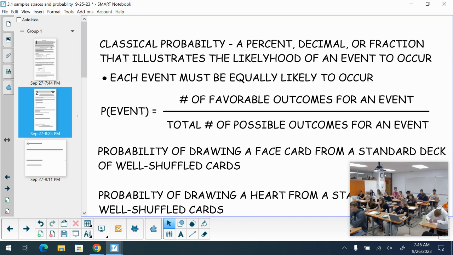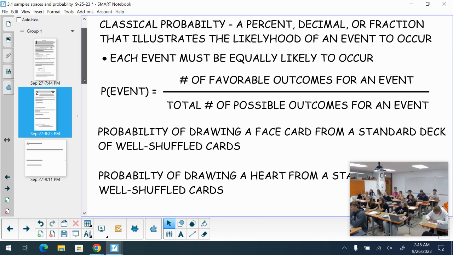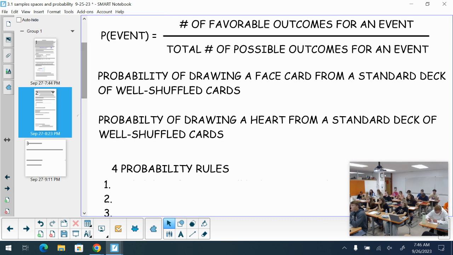Example. We have a well-shuffled deck of cards. What's the probability of drawing a face card from a standard deck of well-shuffled cards? Now, we have to have a little bit of knowledge about decks of cards. I'm sorry to insult your intelligence here, but I've learned as we've gone along that some people don't know what's in a deck of cards, so I have to explain a little bit.